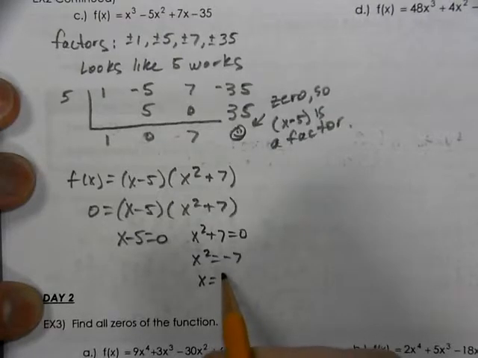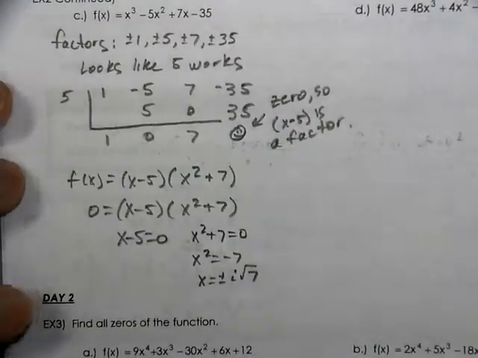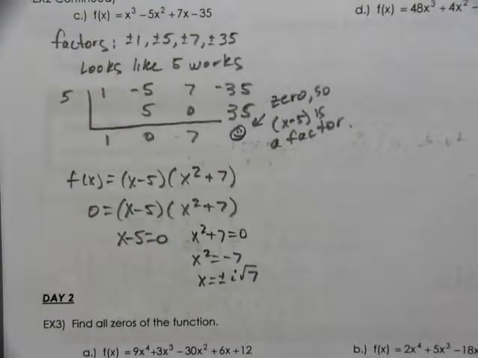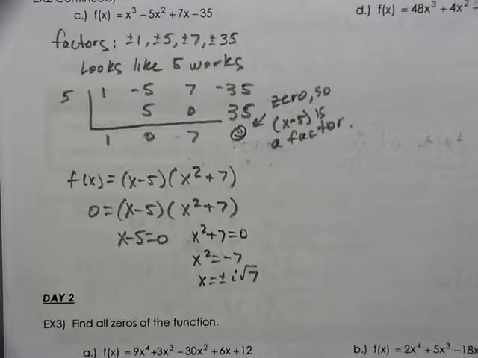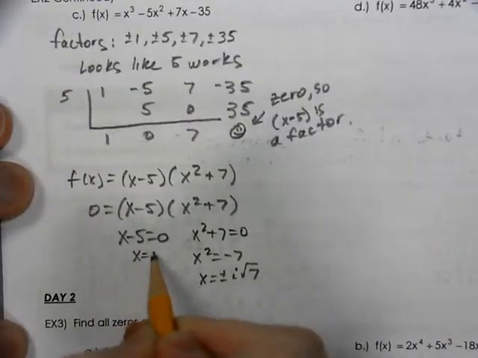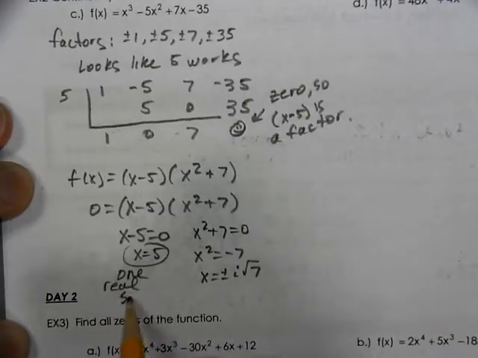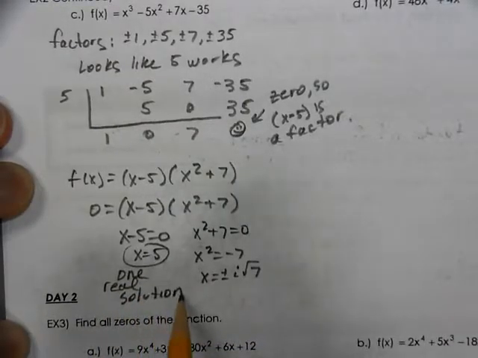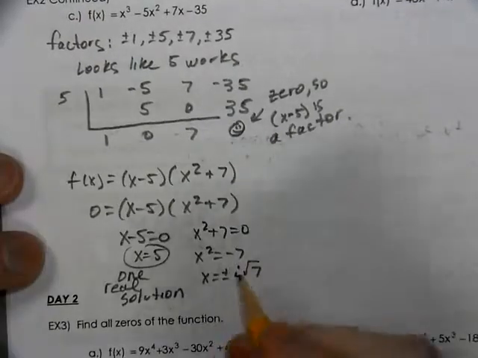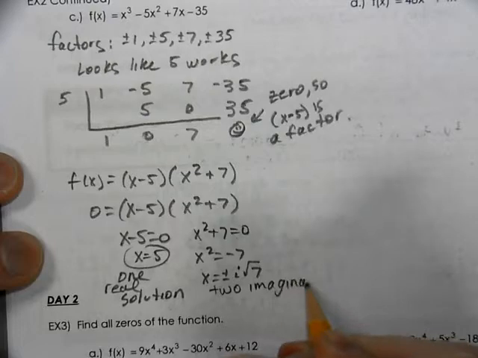You might say that it equals plus or minus i root 7, which is an imaginary solution. That means the graph does not really cross there. So it has only one real solution. One real solution, because this is imaginary.